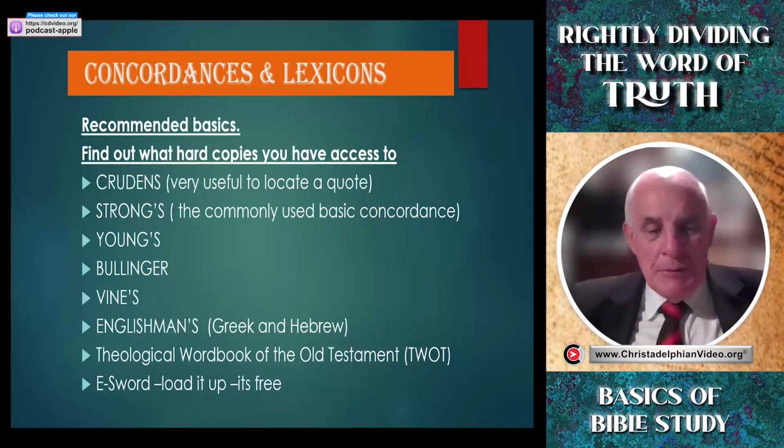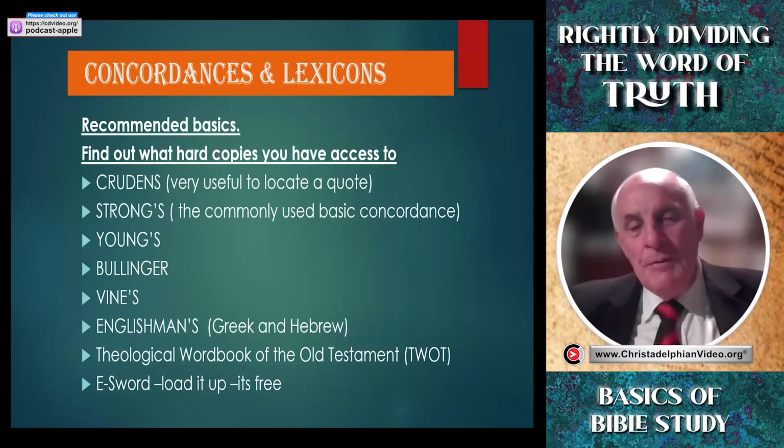For the New Testament, I would recommend very highly Bullinger or Vine. I personally prefer Bullinger, and I'll tell you why later on. But either of those two, or both of those two, are very handy tools to have to get your basic understanding of Greek words. You can also have an Englishman's, which gives you both Greek and Hebrew words with a little more detail than you get in Bullinger or Vine.